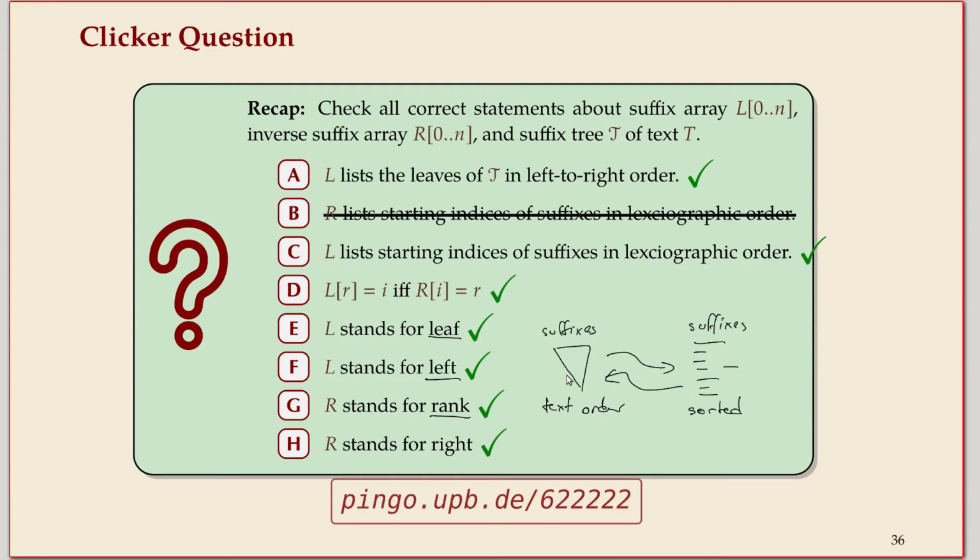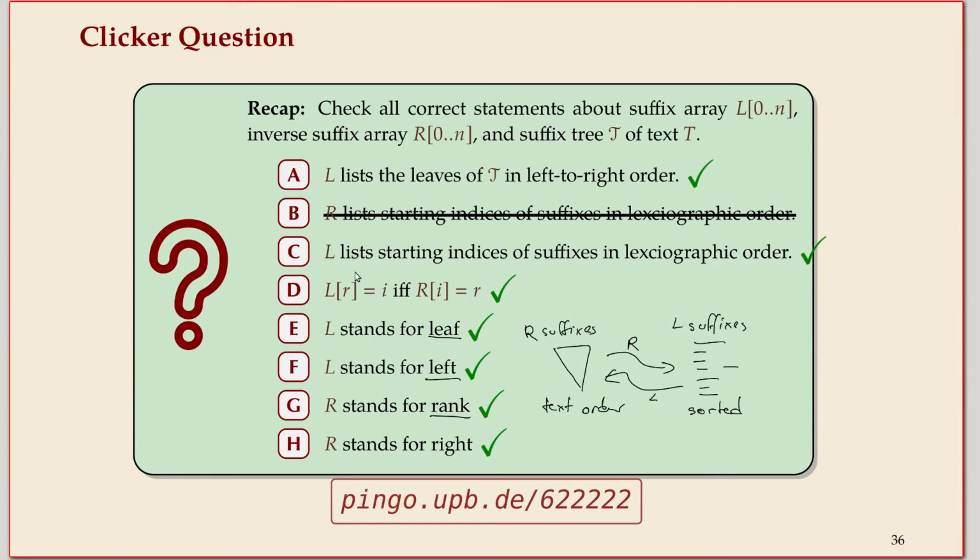L lists the leaves of T in left to right order, and that's the same as saying it lists the suffixes in lexicographic order. That's why you see L here. So that would be L, and here you would see R. So once again, L is going to the left and R is going to the right. I do get confused about this myself. I know it's a little tricky definitions. That's why I wanted to repeat them again.